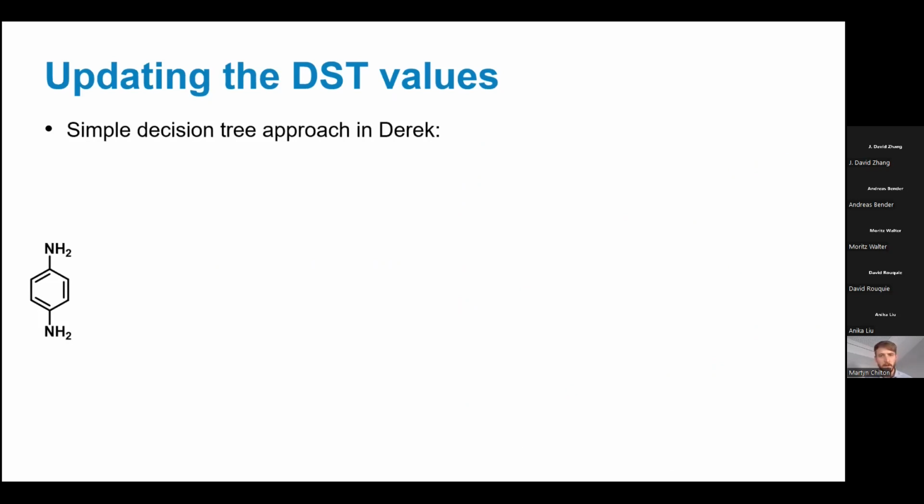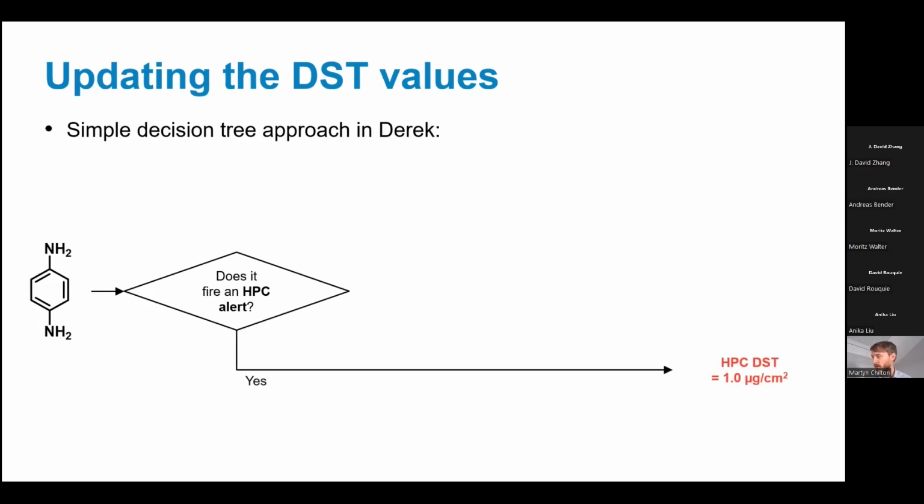From a user point of view, and if I've lost you, this is a good time to come back, because I appreciate there's some technicality in there, we're hoping this is relatively straightforward, because really there are 2 questions you need to answer. If you've got a chemical that you're interested in and you want to apply this threshold approach, you need to ask, does it fall into a high potency category? If it does, you apply that DST of 1 microgram per centimeter squared.